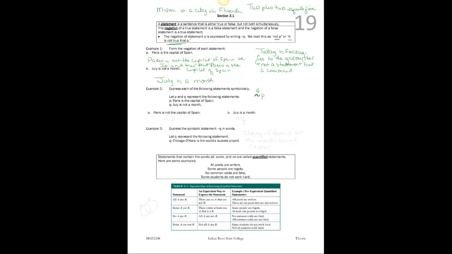Okay, so it says if P is Paris is the capital of Spain, how would we represent this symbolically? For example, A, Paris is not the capital of Spain. How would we represent that with the symbol? Do we know? We would use the tilde. And because the statement P is the capital of Spain, the tilde means that it is not.